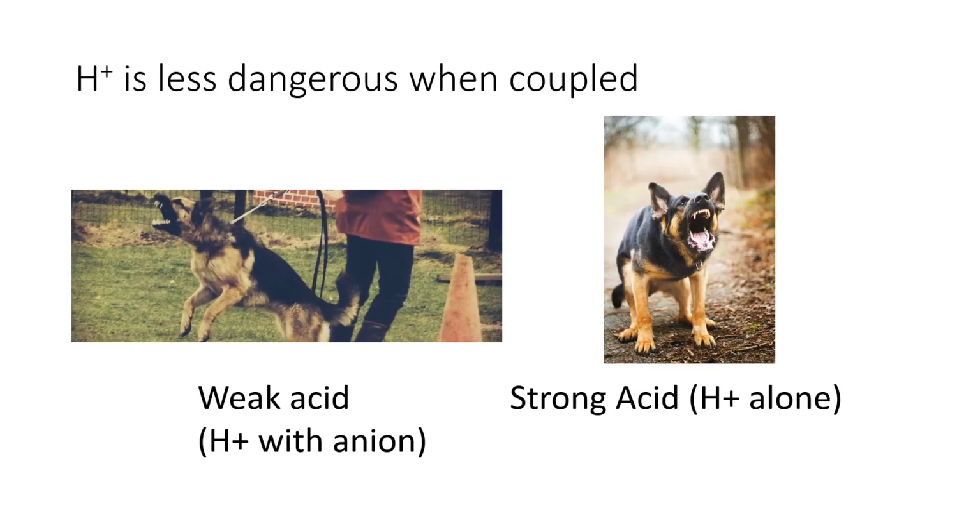Another way to think about that, a weak acid is like a dog on a leash, whereas a strong acid is the dog all on its own, right? So if the dog is the H plus, you're not quite as worried about a dog that has a person with a leash holding it from doing any damage. When that dog is off the leash, that's when you've got to worry about it. And that's what a strong acid is.